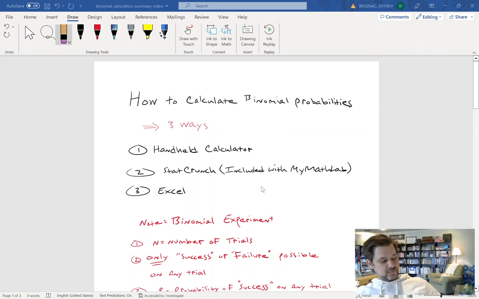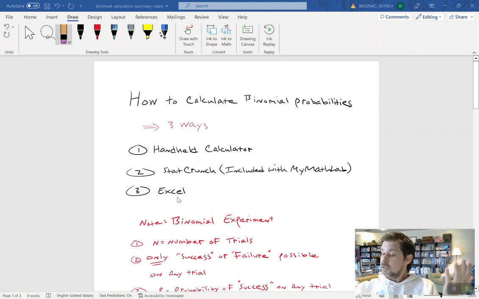I got the feeling that based on the question somebody asked me that they were trying to do binomial calculations on something like this, okay? So if that's the case, I want to talk about it, all right? So there's three ways that we can do this. You can use a handheld calculator, as I mentioned. You can use StatCrunch, which is included with MyMathLab, and makes all this very easy to do, okay?